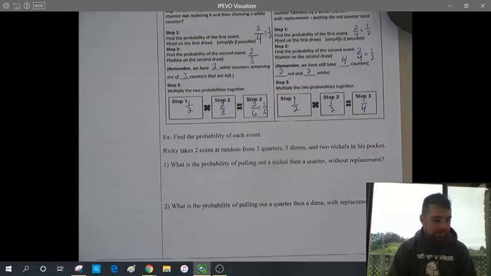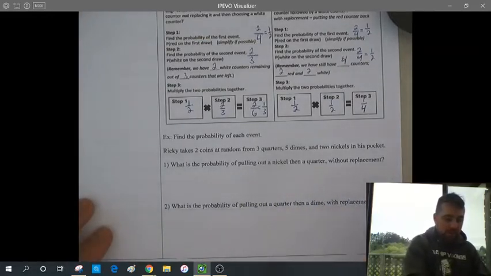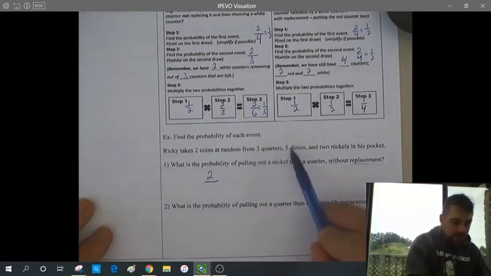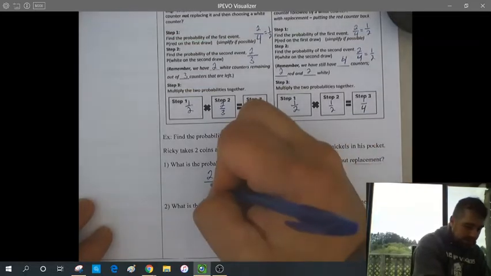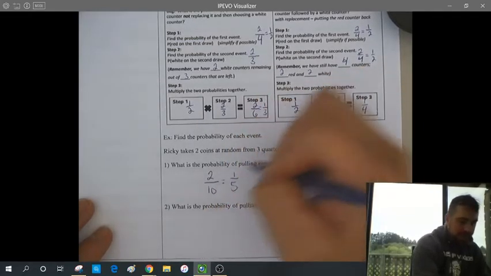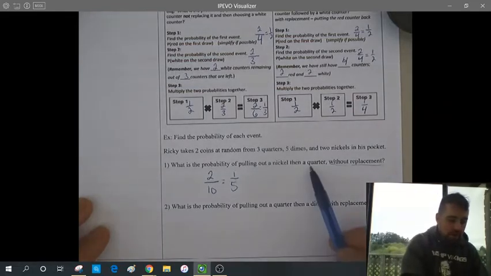Okay, in our examples, find the probability of each event. So Ricky takes 2 coins at random from 3 quarters, 5 dimes, and 2 nickels in his pocket. What is the probability of pulling out a nickel and then a quarter without replacement? So without replacement, in the first one, for pulling out a nickel, there are 2 nickels. So it's 2 out of 3 plus 5 plus 2, which makes 10 total, which reduces down to 1/5. So he's got a 1/5 chance of drawing a nickel first.